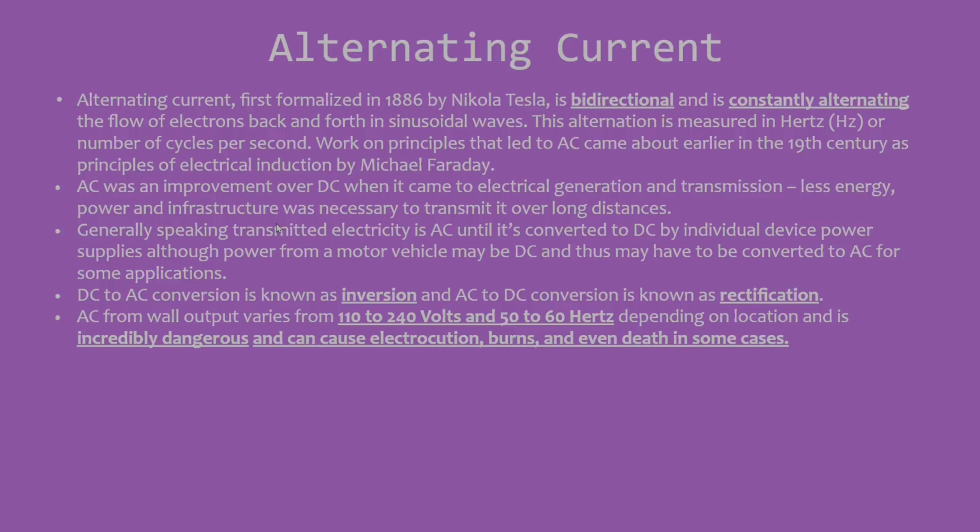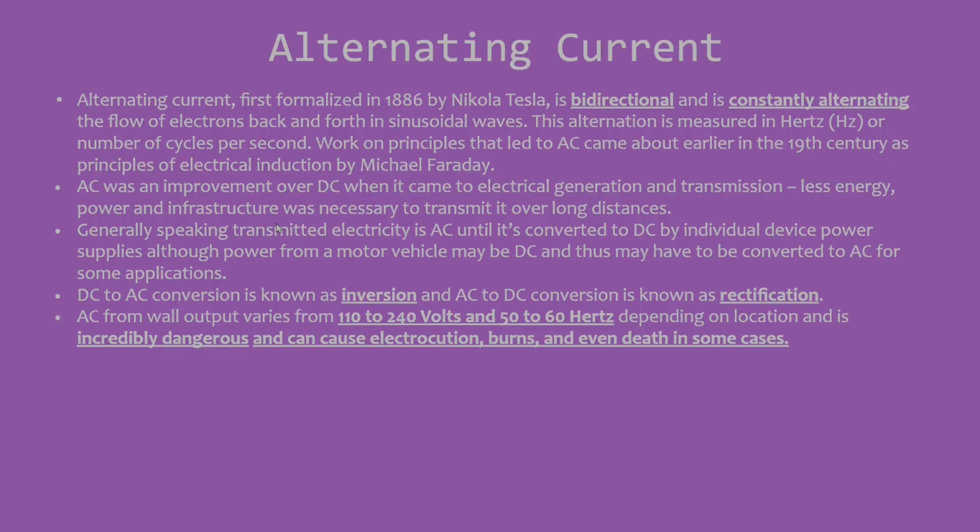Now let's discuss alternating current. Because of the problems with transmitting direct current, another form was finally formalized by Nikola Tesla in 1886. Basically, it alternates the current back and forth, so it's bidirectional, and it's constantly moving the flow in basically sine waves or something similar to sine waves. This alternation is actually measured in hertz, which is basically just the number of cycles per second. While Tesla formalized it, he didn't actually invent alternating current. It was built on a lot of different concepts.